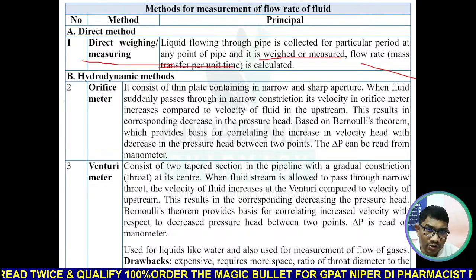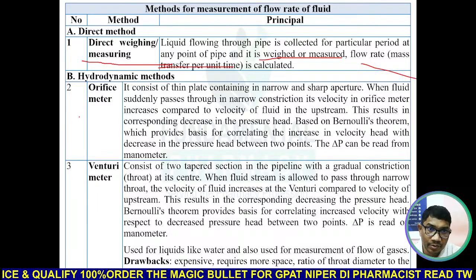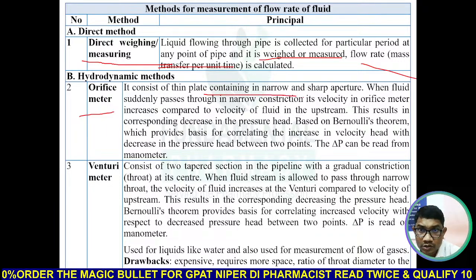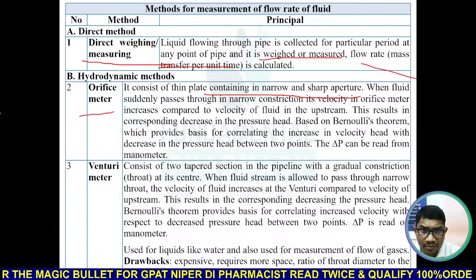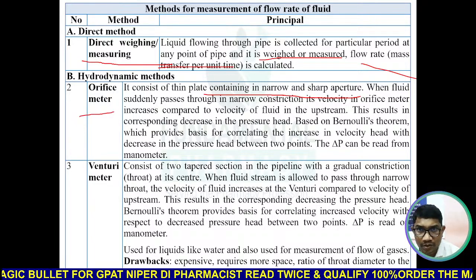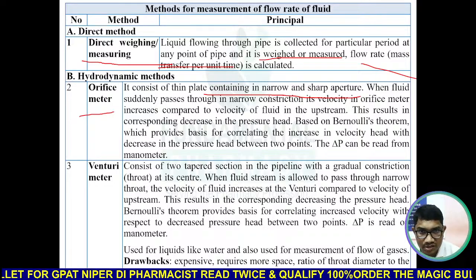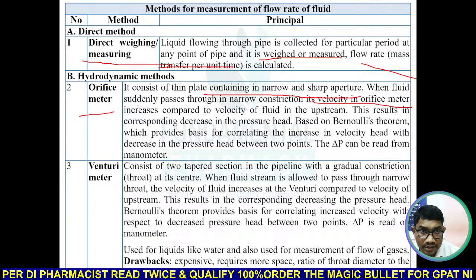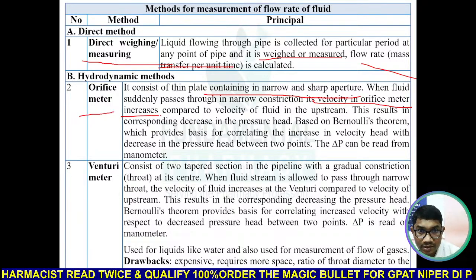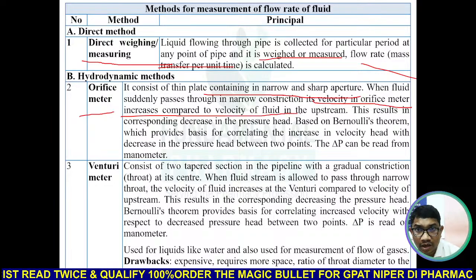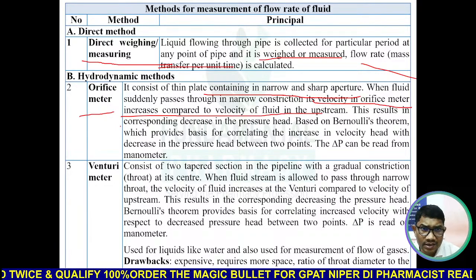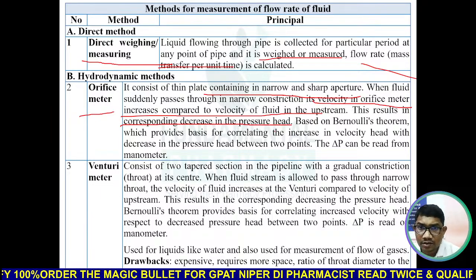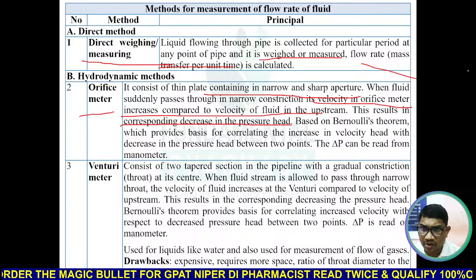Now the second method is the hydrodynamic method. In this, first is the orifice method. It consists of a thin plate containing a narrow sharp aperture. Fluid suddenly passes through a narrow constriction. When fluid passes through the narrow constriction, its velocity in an orifice meter increases. The fluid velocity at an orifice meter increases compared to the velocity of fluid upstream. This results in a corresponding decrease in the pressure, meaning pressure energy. And again this is based upon Bernoulli's theorem.